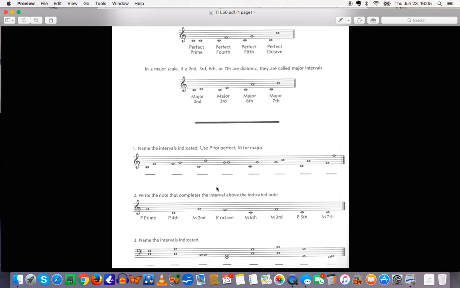All right, cool. Now they're going to give you the interval, and you need to write the missing note above the one that's given. So perfect prime is going to be the same note, also known as unison. If you come from a choir background, you're going to recognize that as a unison interval. When two people are singing the same notes, the same melody, they're said to be singing in unison.